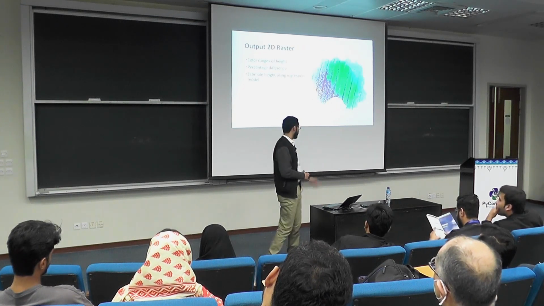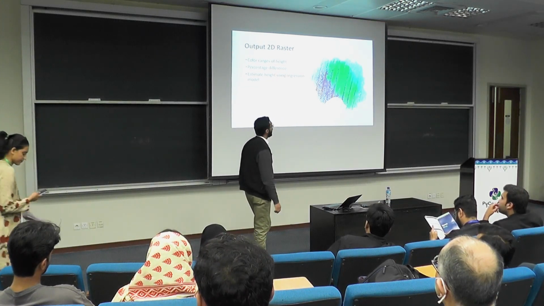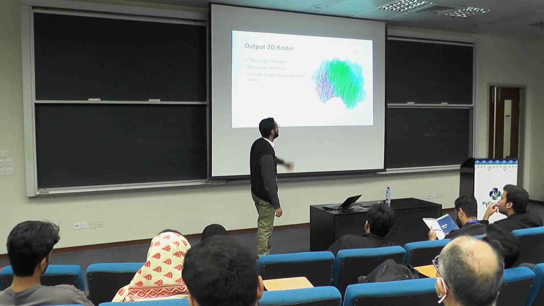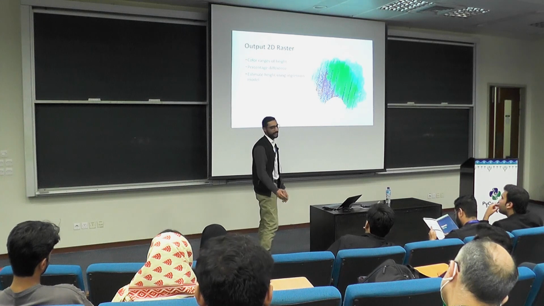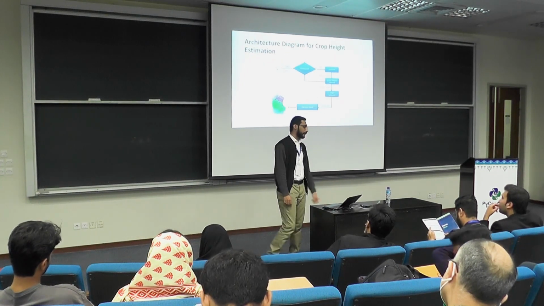This is a sample 2D raster. Different color ranges represent different heights of the crops, and you can see the blue region is showing not optimal growth for the crops. The texture diagram looks something like this.